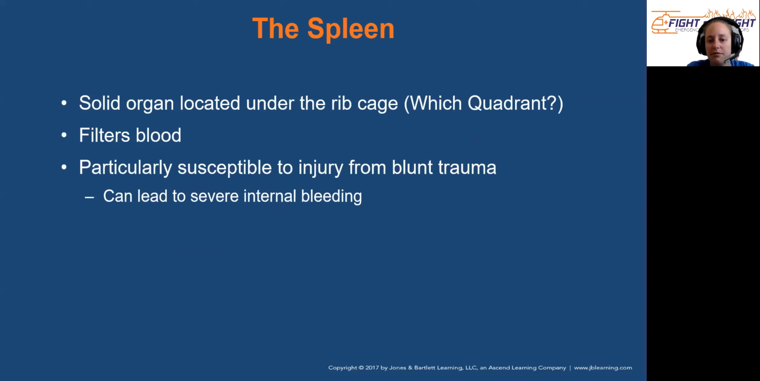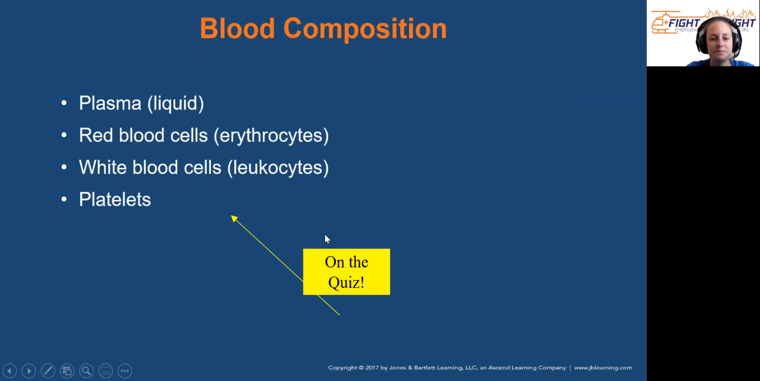The spleen filters blood. The spleen is in which quadrant, do you know? It is the upper left quadrant of the abdomen. We're not going to talk that much about the spleen throughout the class. It filters blood, and it's literally a reservoir for extra blood. So if the spleen is lacerated or cut, there's going to be a lot of internal bleeding. That's basically all we know or care about the spleen.